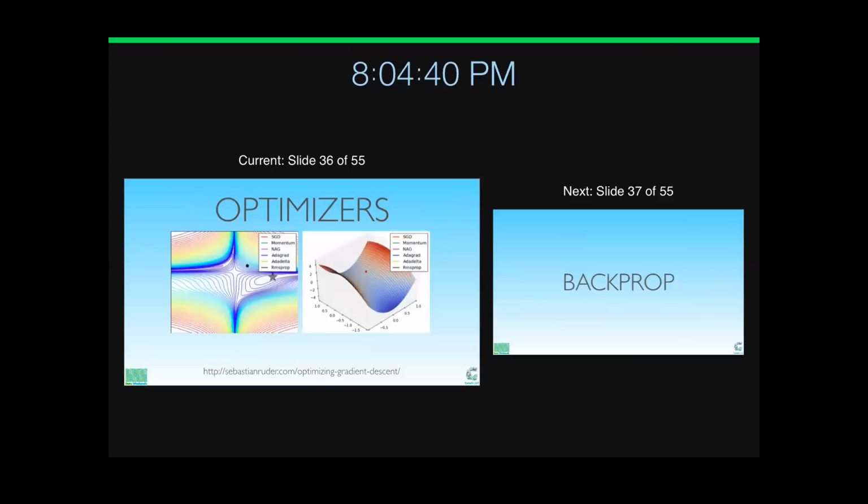Okay? And then the others, like Adagrad, Adadelta, and RMSProp, they're variations of that, where I kind of average out the behavior with some damping and some smart or not so smart math, so that I don't have these oscillations any longer.